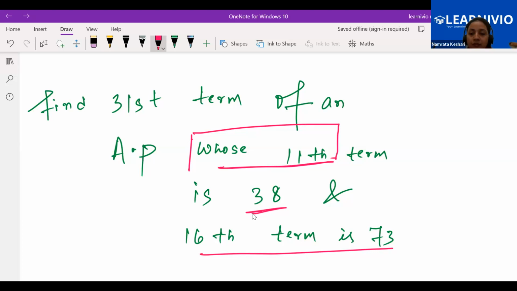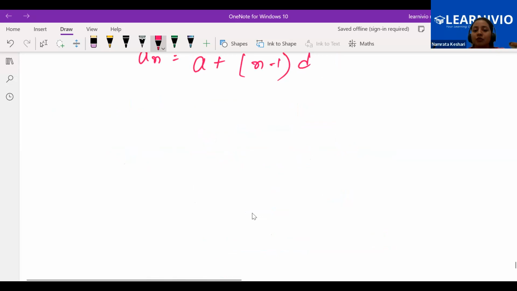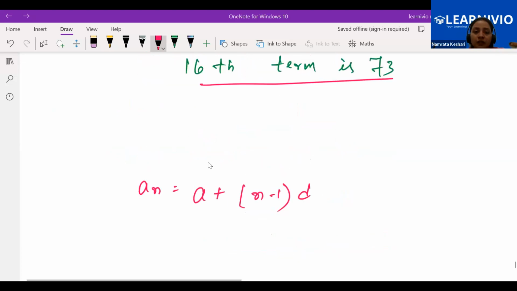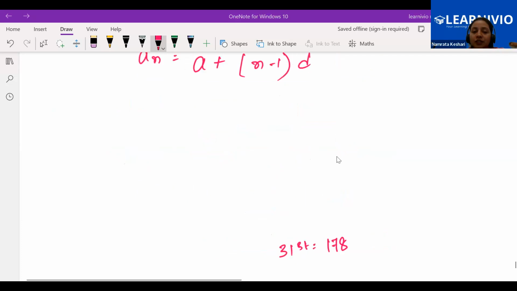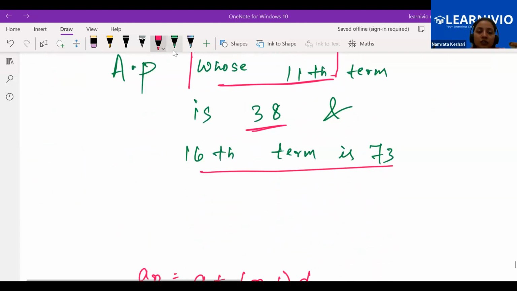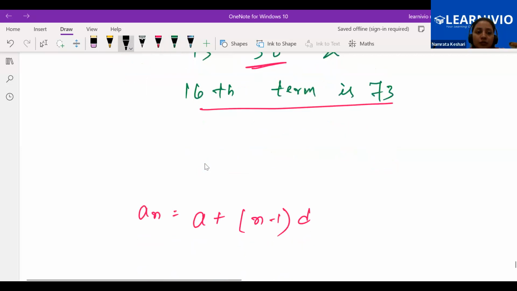Ma'am, my 31st term is coming as 178. Okay, you have already got the answer as well. We will be doing it together. Okay, Galvin is also getting 178. Okay, let's do it. Check whether you have done it this way or not.